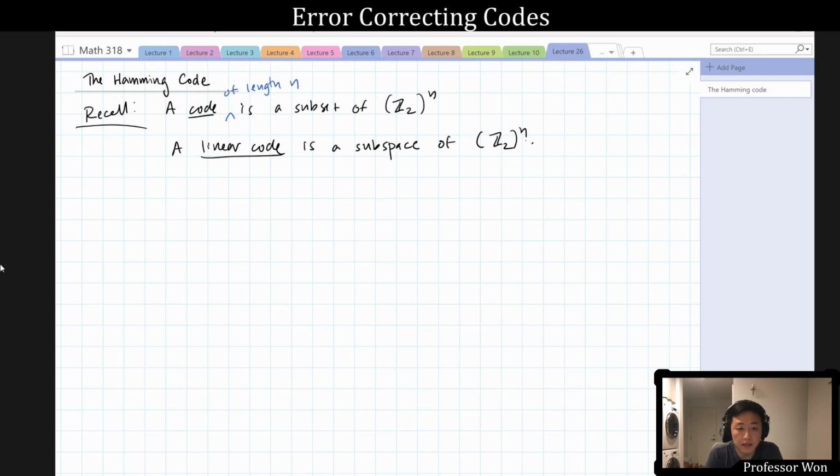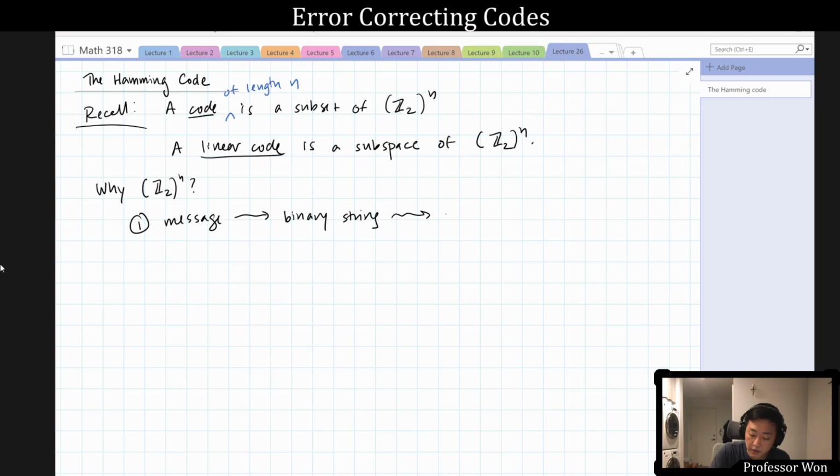And why is Z2 to the n kind of important? So there's a couple of reasons. First of all, you can convert messages into binary strings quite easily by some scheme that you want. And so any message that you want to transmit, you can break it up into bit strings of length n and view it as a vector in Z2 to the n. So we go from our message to encoding it as a binary word, and then we can view it as a vector in Z2 to the n. It's a very natural vector space to live in, because binary strings are very natural things. That's really the main reason.